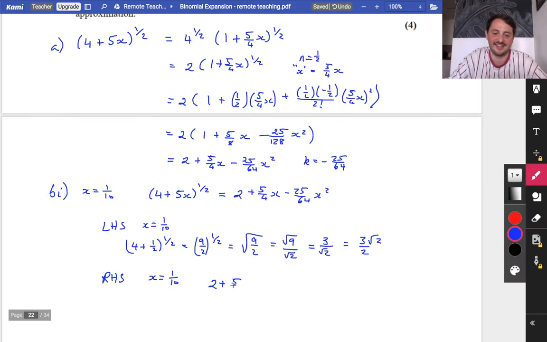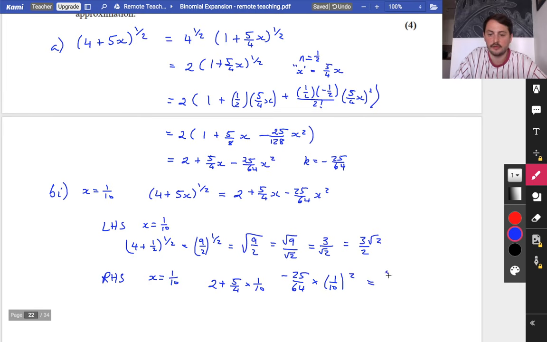Oh dear. 5 over 4 multiplied by a tenth. What was coming up? Minus 25 over 64 multiplied by a tenth squared. Now I'm probably just going to put a tenth in my calculator as a decimal. So that's 0.1. I'll store it as my answer. So that's 2 plus 5 over 4 times the answer minus 25 over 64 times the answer squared.